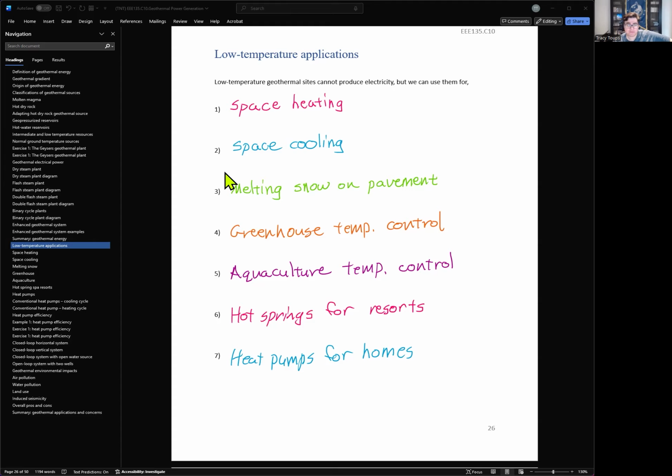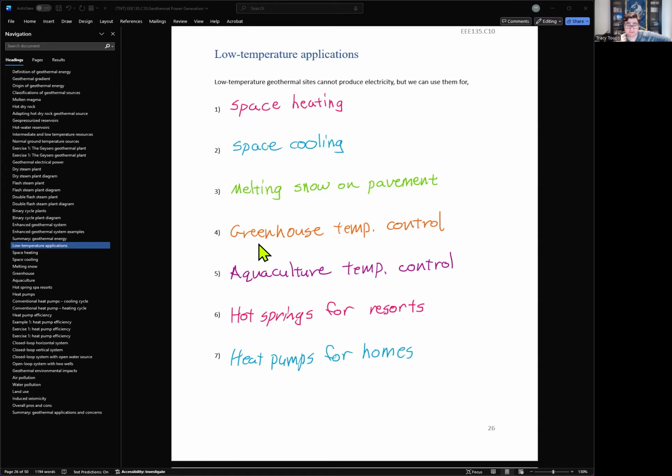Melting snow on pavement, walkways, roads, bridges, right? We could pump geothermal heat into the actual concrete through pipes, and that will melt the snow. Greenhouse temperature control. So if you have a greenhouse, you could, again, pump heat from underground into the greenhouse to keep a steady temperature. Aquaculture temperature control.